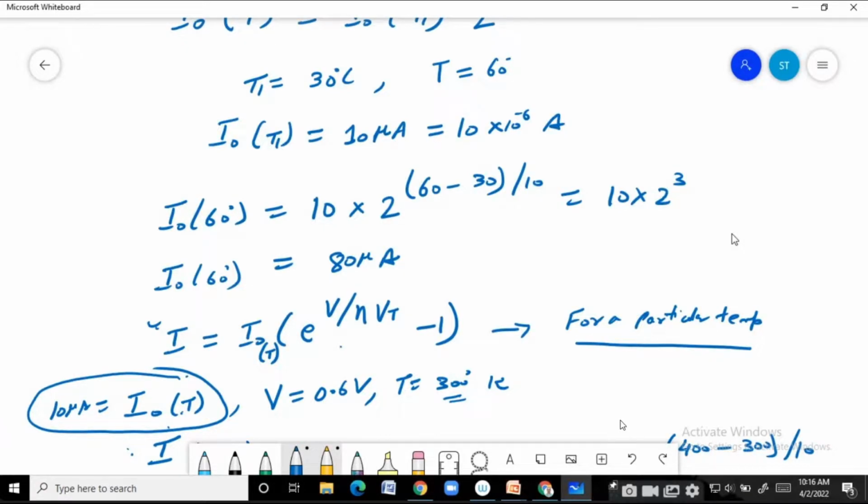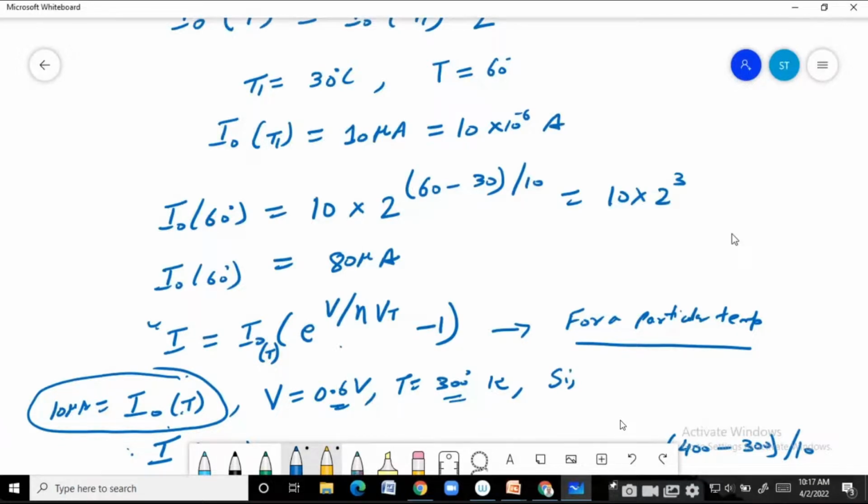Whatever I naught is given to you, you must first ask what the temperature is. In every question, it will be mentioned what the ambient temperature is at which I naught is given. So if the question mentions that at 300 degree Kelvin the reverse saturation current is 10 microamperes, it means it is talking about the reverse saturation current at a specific temperature of 300 degree Kelvin. Then you are provided the voltage across the diode, which is 0.6 volts, and you will also be told whether it's a silicon diode or a germanium diode. With all this information, you can easily find out the diode current.